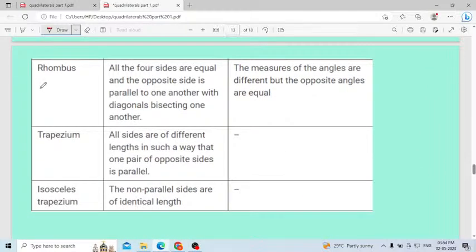Then coming to the rhombus, a rhombus also contains four sides, and the opposite sides are also equal. Consider this the rhombus. This is one diagonal, this is another diagonal. All four sides are equal. Then the diagonals will bisect each other. This angle will be 90 degrees. The measures of the angles are different, but the opposite angles are equal.